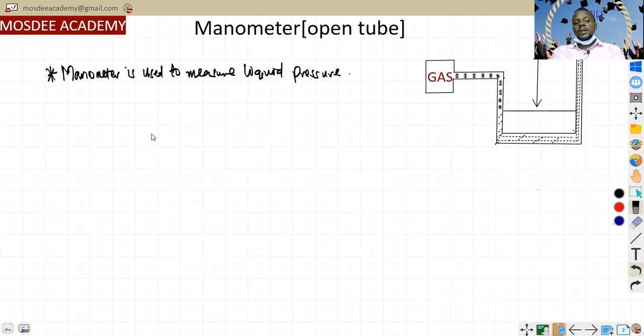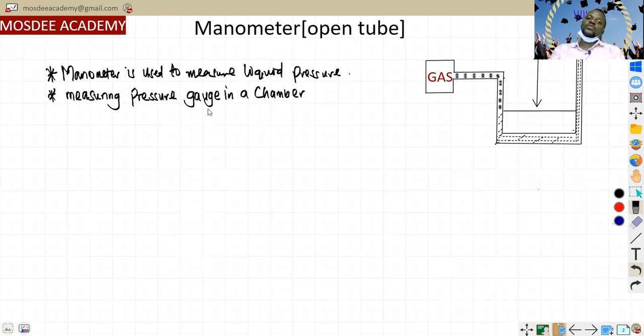Now, as you can see here, we said it can also be used for measuring pressure gauge in a chamber. Now, how does it work? Let us quickly talk about how it works and look into one or two things we can talk about in this. Now, we can see this is filled with gas.